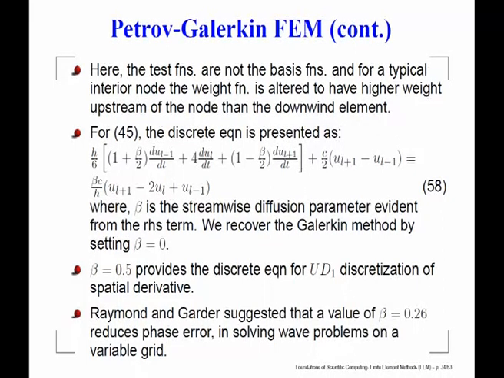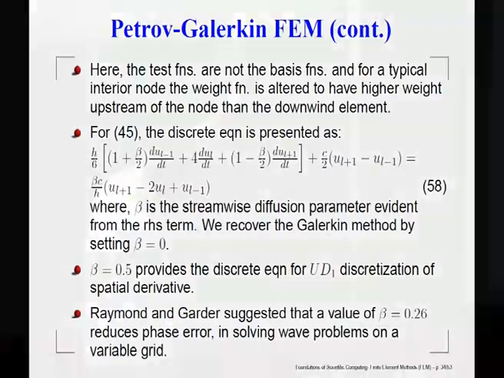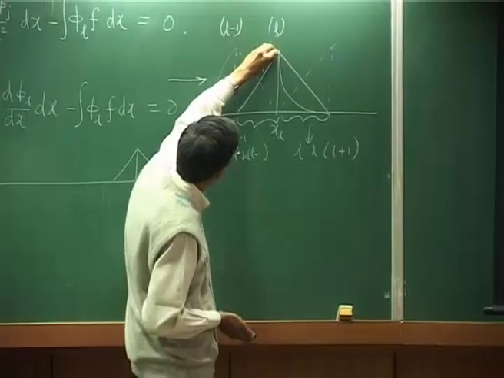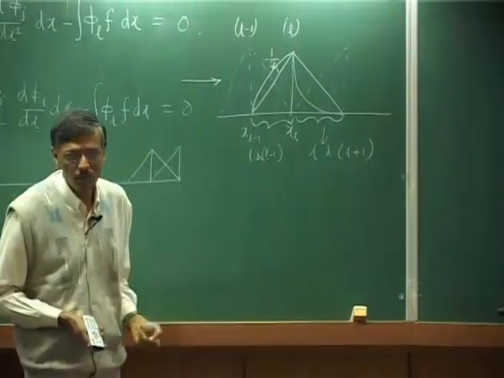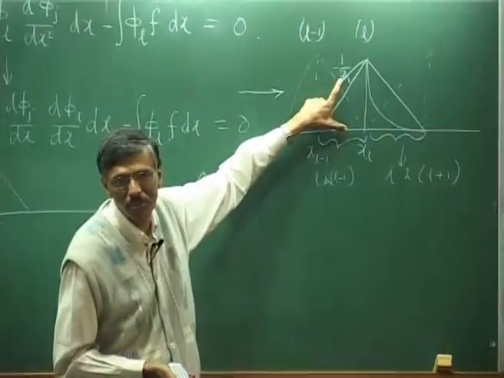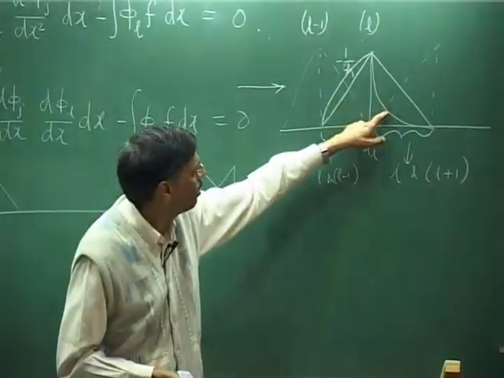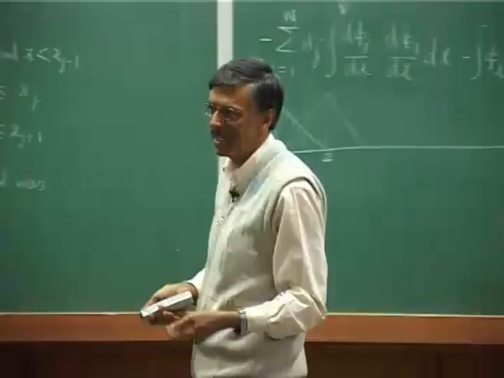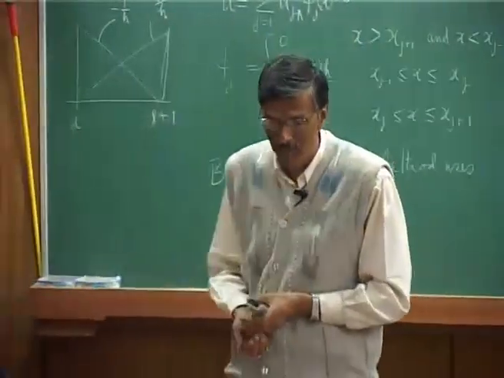So, let us say the information is propagating in this way. Then I would perhaps take a function which will be skewed like this, and which may be weighted more heavily on the upwind side. So, this is your Petrov-Galerkin kind of an approach.